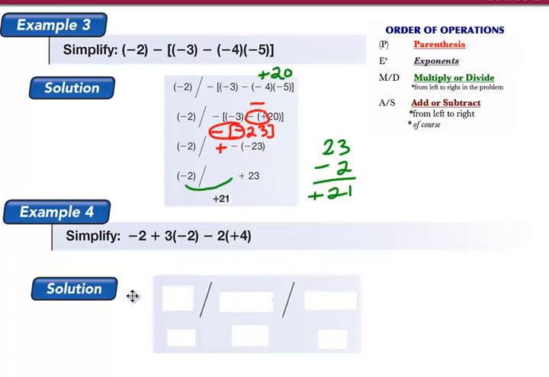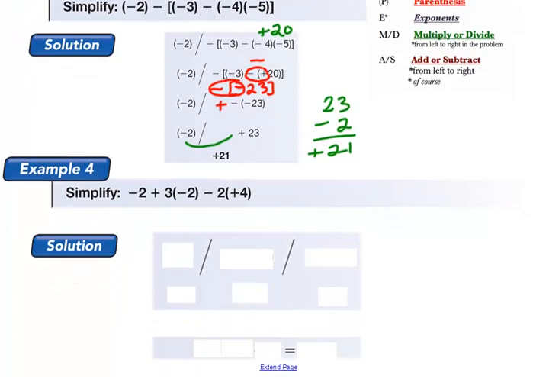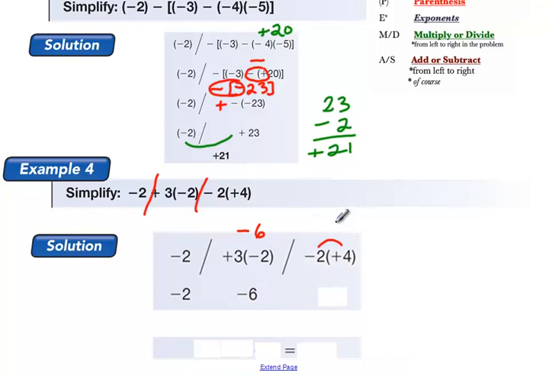Example 4. Simplify negative 2 plus 3 times negative 2 minus 2 times positive 4. As we can see, we can break these into simpler problems. We have a plus sign, and we have a minus sign. So therefore, it's negative 2, which is already simplified. 3 times negative 2. We know that 3 times 2 is 6. A positive times a negative is a negative, so that simplifies to be negative 6. And our last one, 2 times 4 is 8. A negative times a positive is a negative, so therefore we have a negative 8.